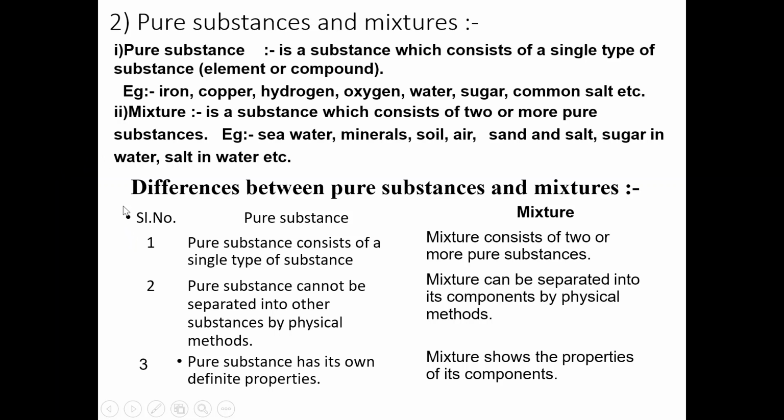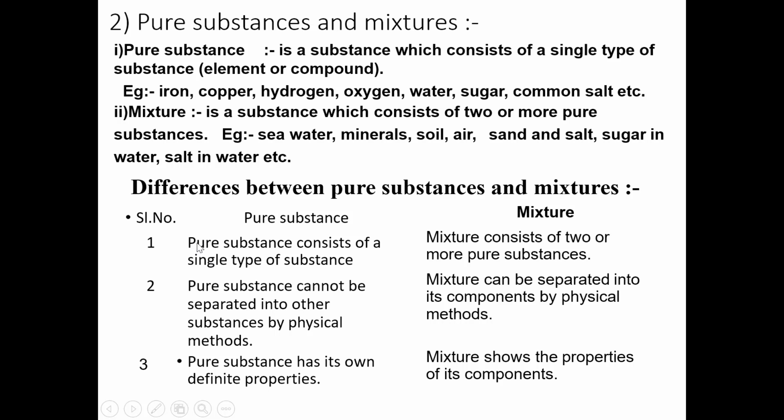Next, regarding mixtures, a mixture is a substance which consists of two or more pure substances. Please focus here. The matter consists of two or more pure substances. Some examples are seawater, minerals, soil, air, sand and salt, sugar in water, and salt in water. So there are some basic differences between pure substances and mixtures.